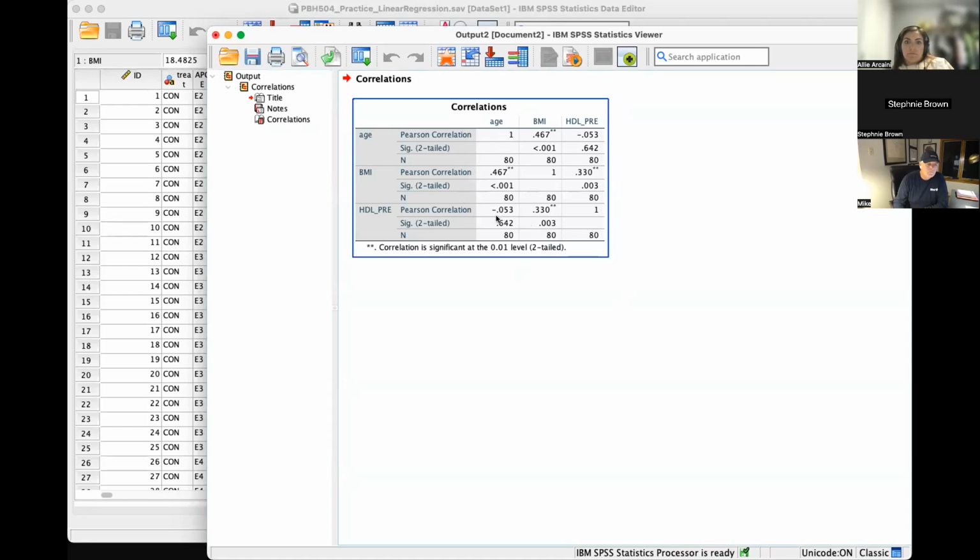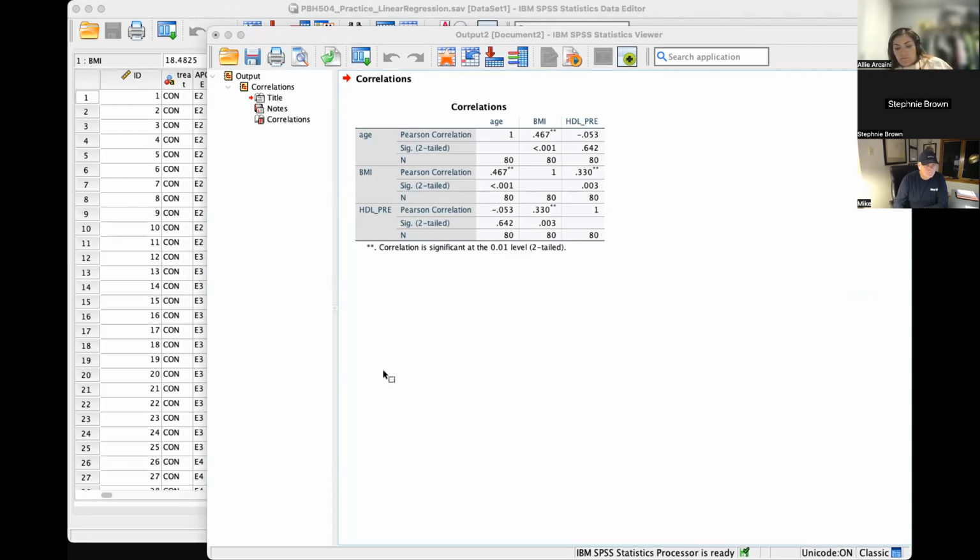The zero order correlation suggests that age and HDL pre did not correlate, but HDL pre and BMI correlate. Now let's take a look at what we call the partial correlation. So this is basically a way to preview what the regression coefficient would be for age predicting HDL if we have BMI in the model.